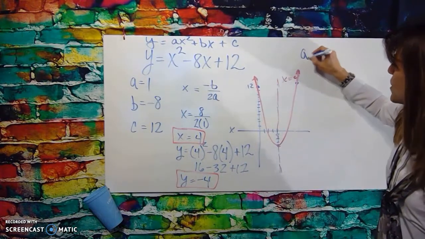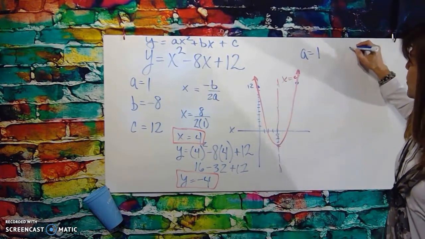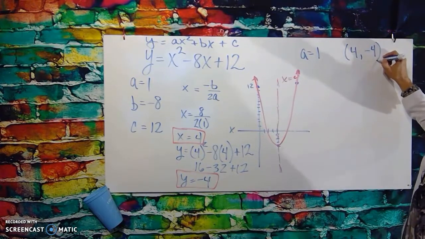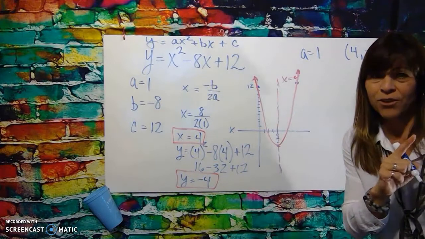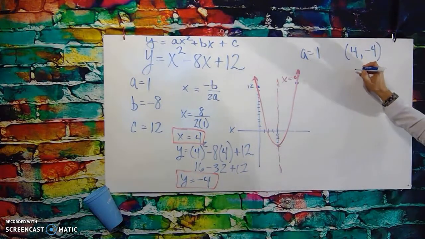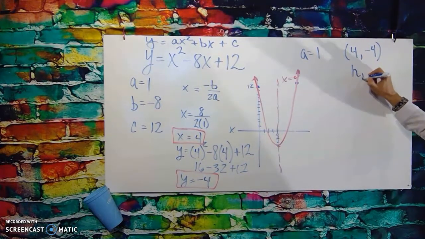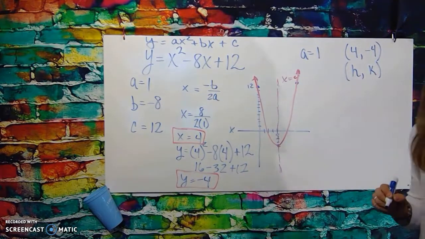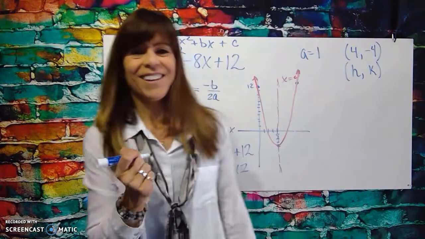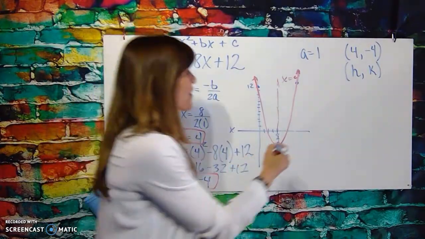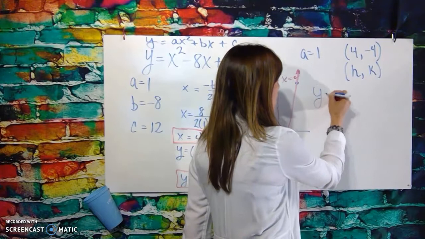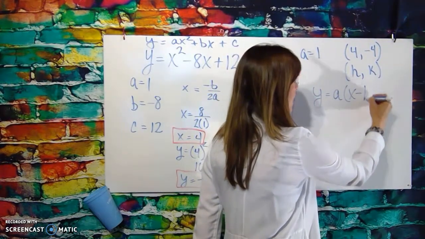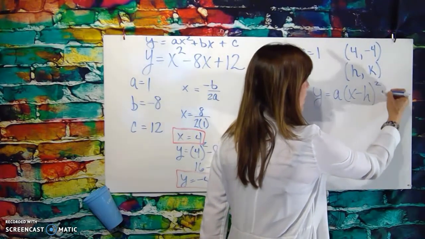So your a value is 1. Your vertex is 4, negative 4. And for vertex form, we call that the h and the k value. So this is our h value. This is our k value. And we are going to plug things in. All right, so last step. Here's our formula, vertex form. y is equal to a times the quantity x minus h squared plus k.